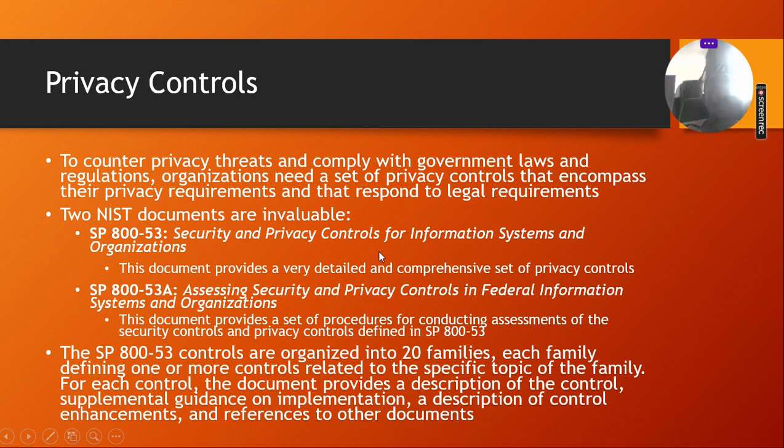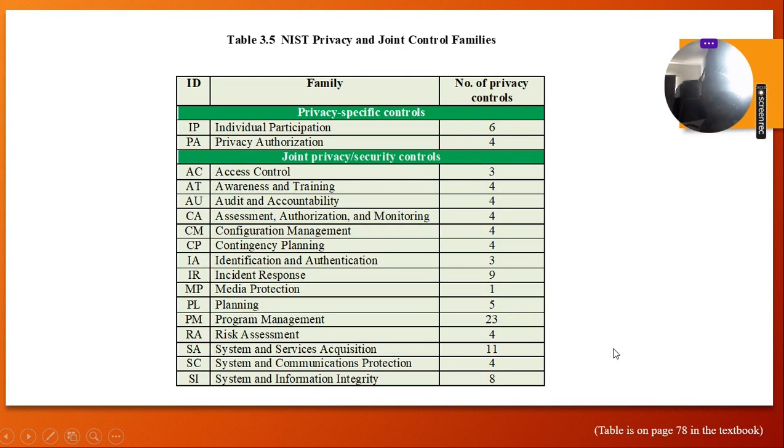This one talks about security and privacy control of information system and organization. And then we have SP 800-53A. This one talks about assessing security and privacy control in federal information system and organization. So, and so on and so forth. So you can go on and on. I talk about this, their privacy, the standard they've created to create privacy on networks.